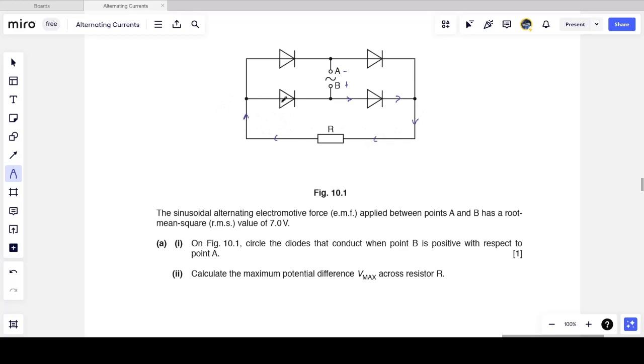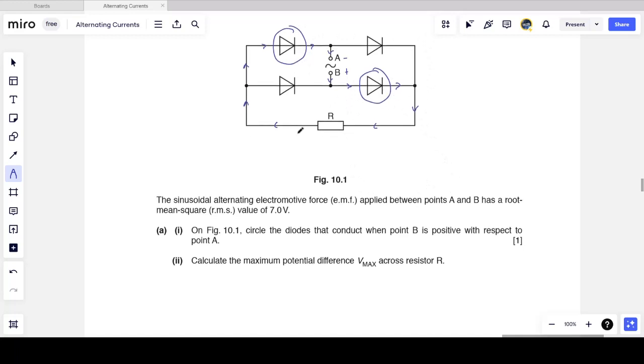It'll then move up. Now it's not going to branch off through the first diode here because that will just take it back to B. It means it has infinite energy. It's just going to be continuously moving from positive to positive terminal, which wouldn't happen. It's seeking the negative terminal. So it's going to move up and then through the next diode and back to the negative terminal, terminal A. And so when B is positive, the bottom right diode conducts and the top left diode conducts. So for the first half cycle, we have to circle the bottom right and the top left diodes.